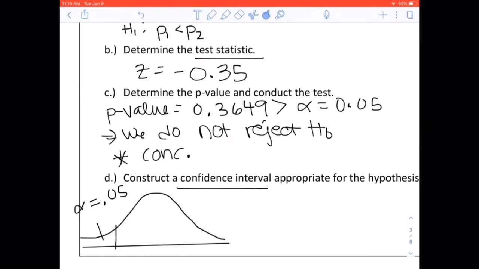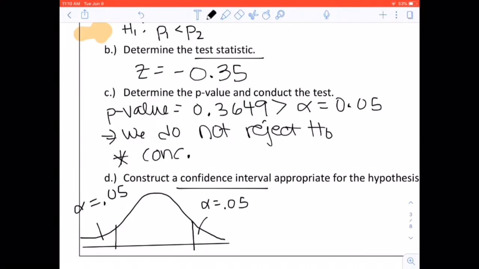Part D says to construct a confidence interval appropriate for the hypothesis test. And so we have a left tail test up above. And since we have a left tail test, that means that alpha is equal to 0.05 is going to be over here in the left tail. But again, remember for confidence intervals, we need to set this up as a two-tail test. So go ahead and put another tail over there on the right. And this tail, because we have a symmetric curve, is also going to be alpha, which is equal to 0.05.